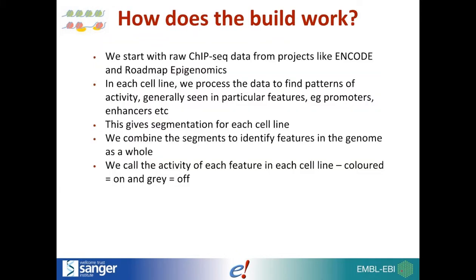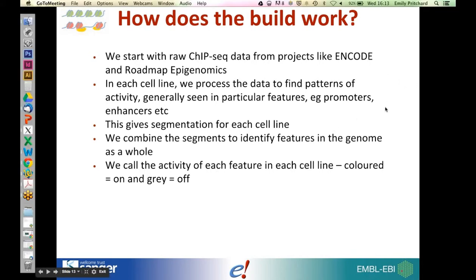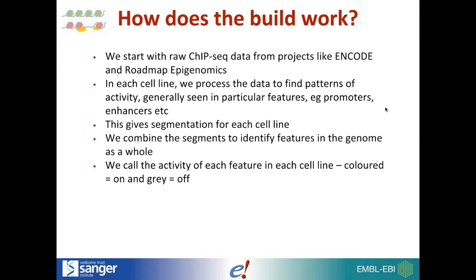So we start with raw data from various projects. At the moment we have data from ENCODE, Roadmap Epigenomics. We're hoping to integrate in data from a number of other sources. So we're working with Blueprint, with HipSci, and we're keen to see if there is anything else out there that we would like to integrate in. So we take raw ChIP-seq data from these projects, and we use exactly the same process with all of the data from these different projects.